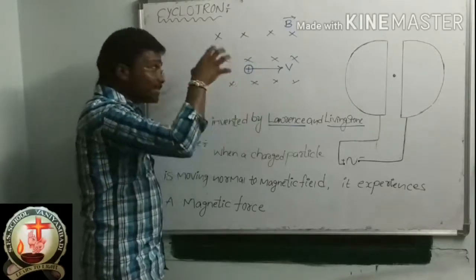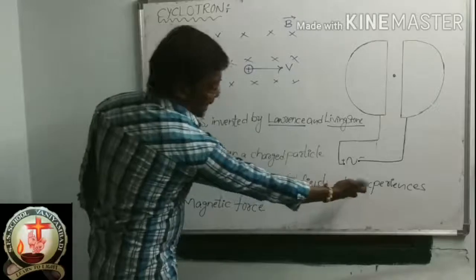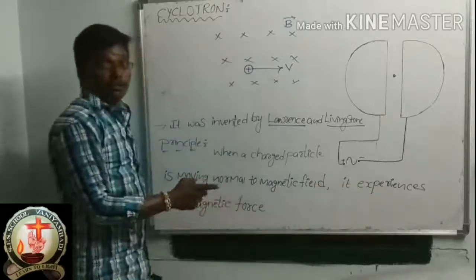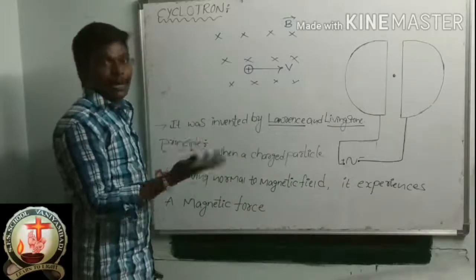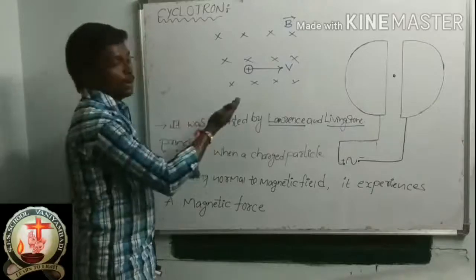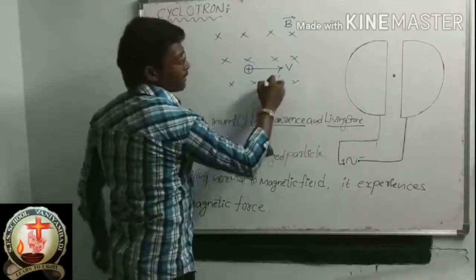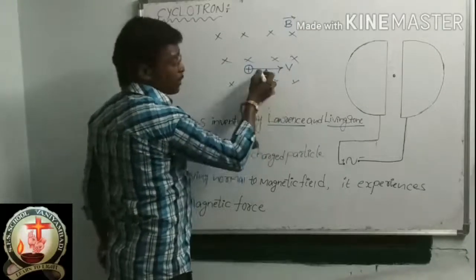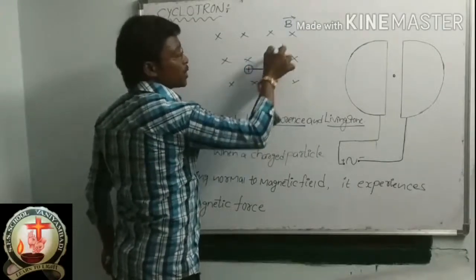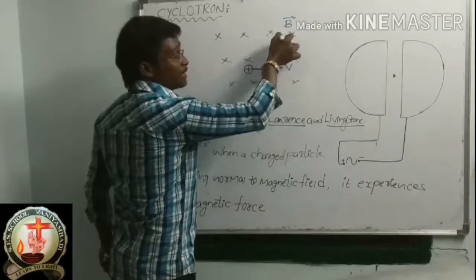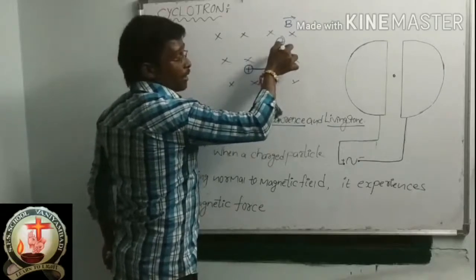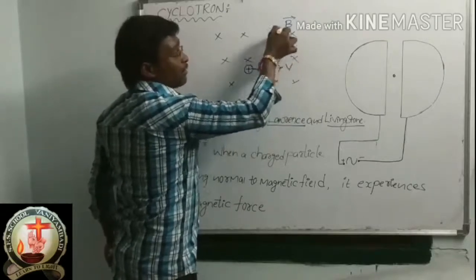So what will happen in this condition? It experiences a magnetic force. In what direction? Perpendicular. I told you already this point. So in what direction will the force act? In this direction. Because of this force, the direction of the charged particle will be changed. And again, it is moving with some velocity.